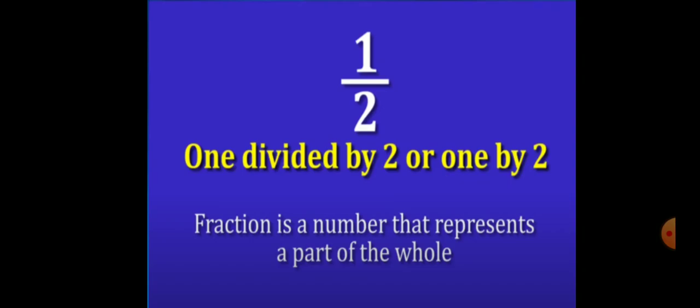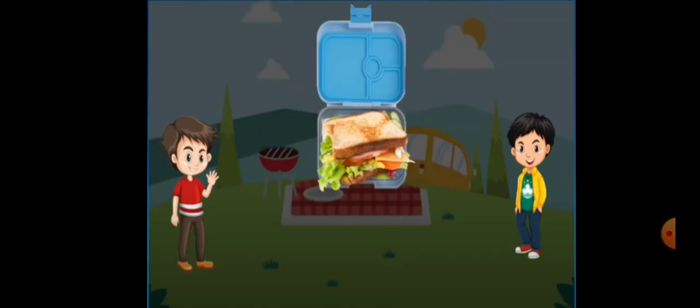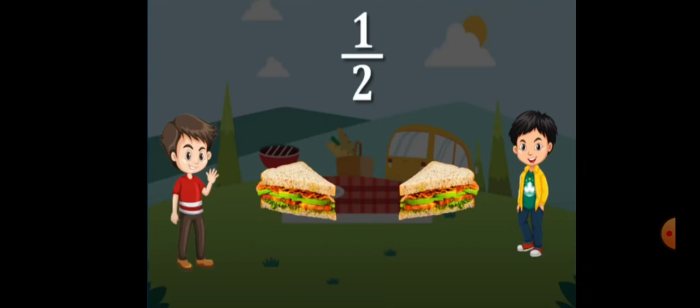You can see a fractional number on the screen. We can read that fractional number as 1 divided by 2 or 1 by 2. We all know fraction is a number that represents a part of a whole. You can see here a sandwich and two friends who are going to share this one sandwich equally among themselves. Each one will get 1 by 2 of it. So out of two equal parts, each one will get one part.